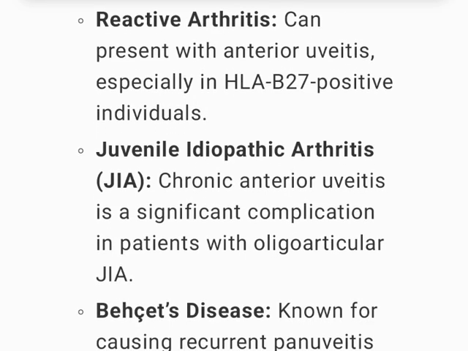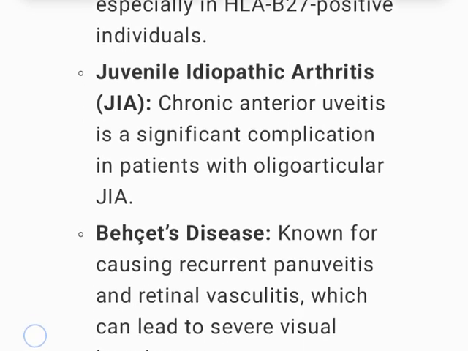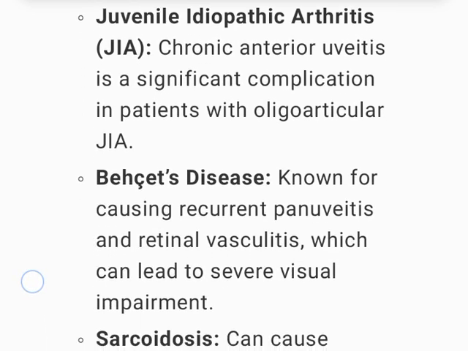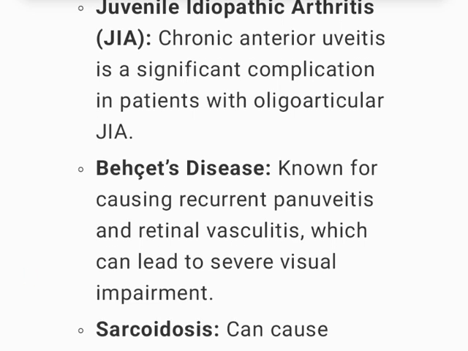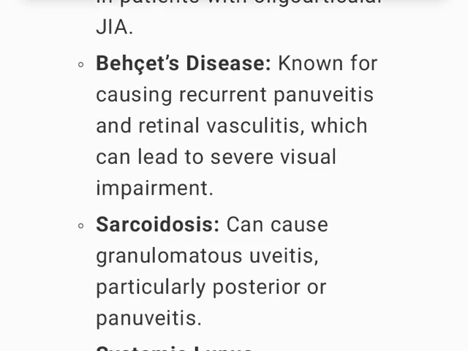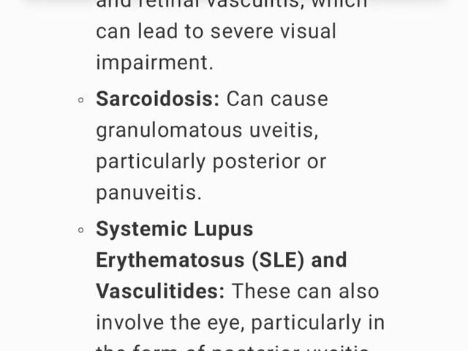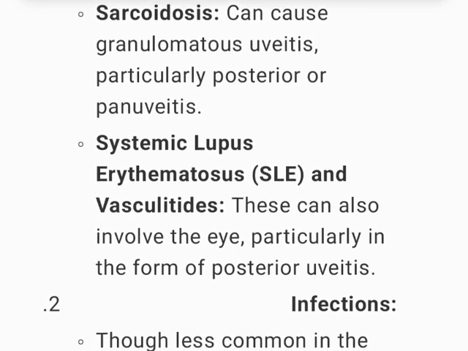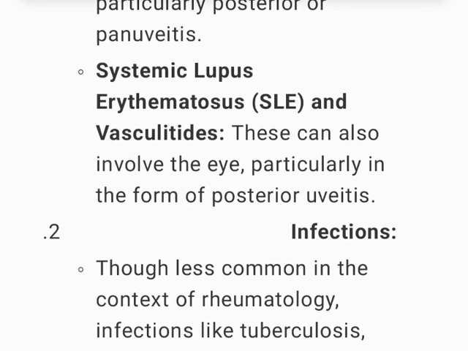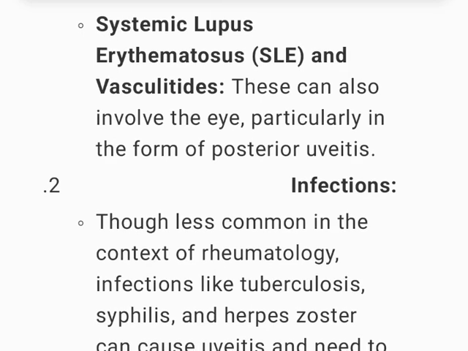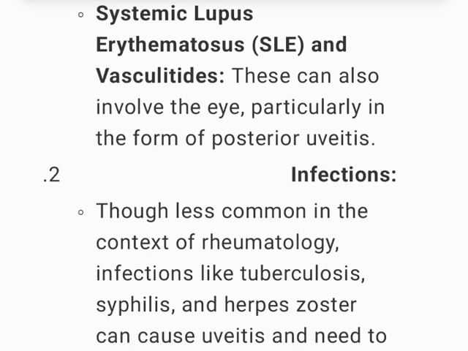Juvenile idiopathic arthritis, JIA: chronic anterior uveitis is a significant complication in patients with oligoarticular JIA. Behçet's disease, known for causing recurrent panuveitis and retinal vasculitis, which can lead to severe visual impairment. Sarcoidosis can cause granulomatous uveitis, particularly posterior or panuveitis. Systemic lupus erythematosus, SLE, and vasculitides can also involve the eye, particularly in the form of posterior uveitis.